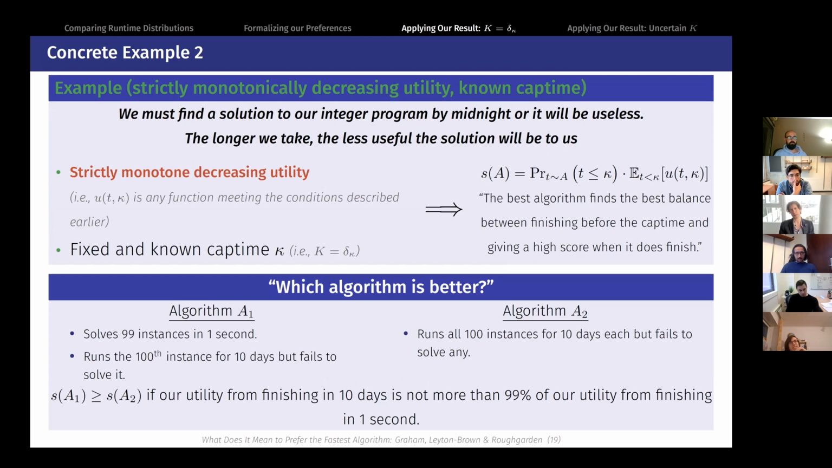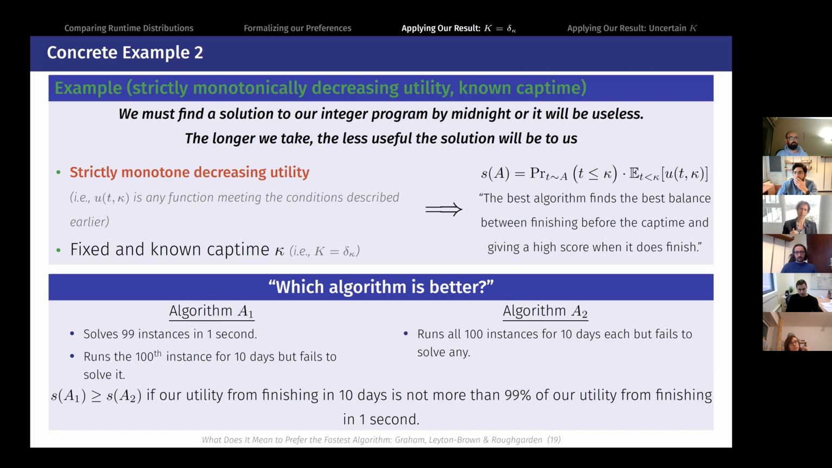Concrete example 2: I have strictly monotonically decreasing utility and a known cap time. I must find a solution to my integer program by midnight, and the longer I take, the lower the score I'm going to get in the competition, or the more trouble it's going to be for my client to make use of this thing that I'm giving them at the last minute. So here U is going to be any function that meets the conditions that I described earlier, provided it's strictly monotone decreasing and not weakly monotone decreasing. Again, I have a fixed and known cap time.